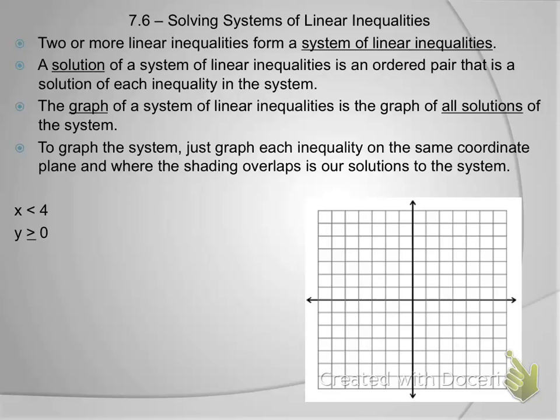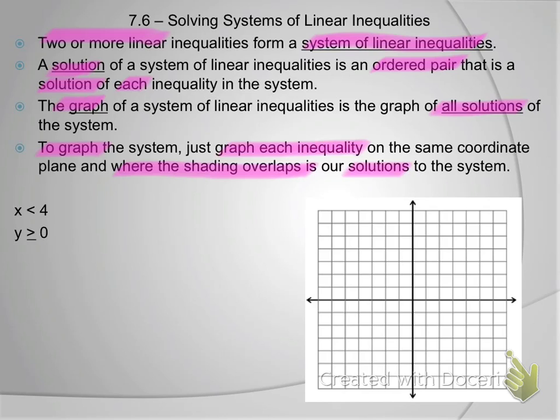So today we're going to be solving systems of linear inequalities. What we'll have is two or more linear inequalities, and that'll be our system. My solution is going to be an ordered pair that's a solution to each inequality in the system, that's the most important. The graph is going to show all of my solutions to the system. And then to graph these, we're going to graph each inequality, and where the shading overlaps is our solution.